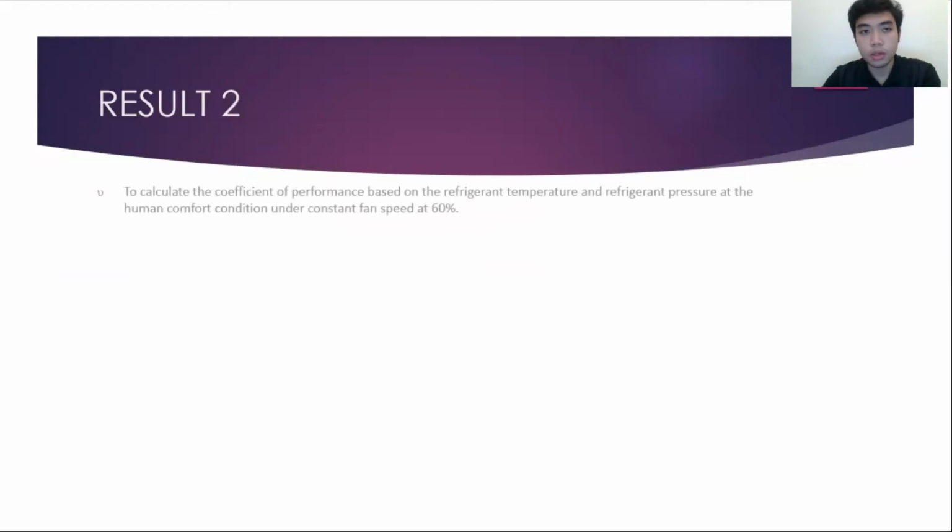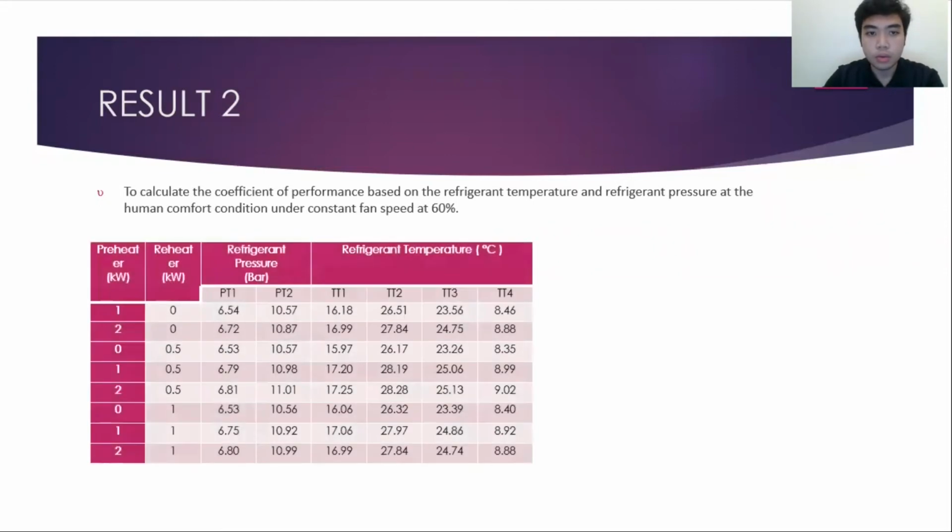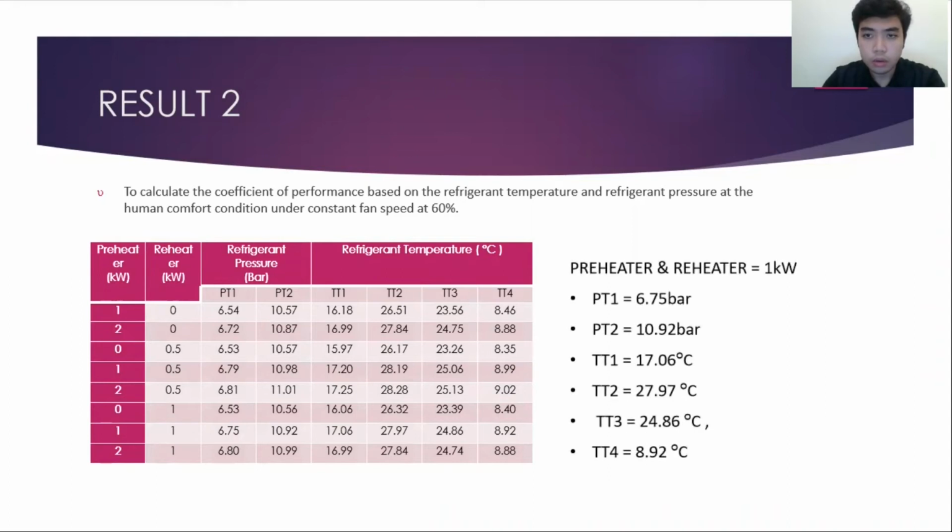For result 2, regarding the objective to calculate the coefficient of performance based on the refrigerant temperature and refrigerant pressure at the human comfort condition under constant fan speed of 60%. So, as mentioned before, we will focus on the energy consumption of 1 kilowatt for both preheater and reheater. So we will extract the data to find the entropy and other data after this.